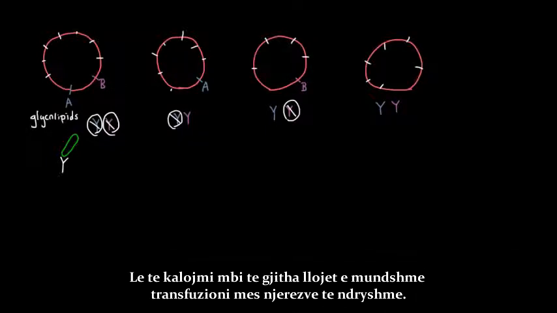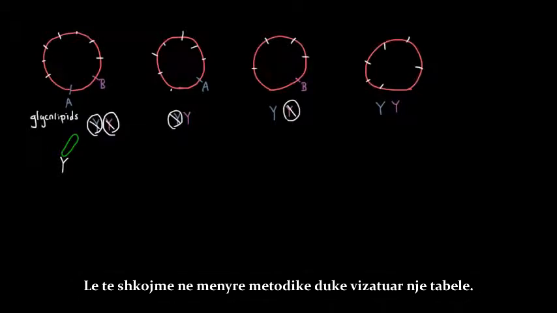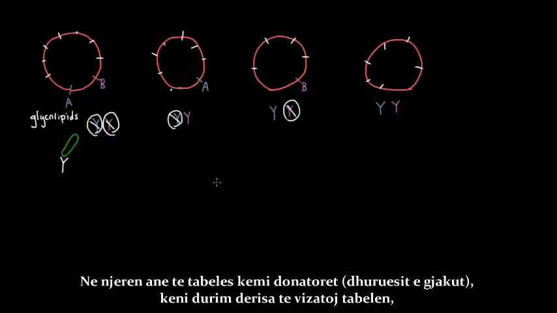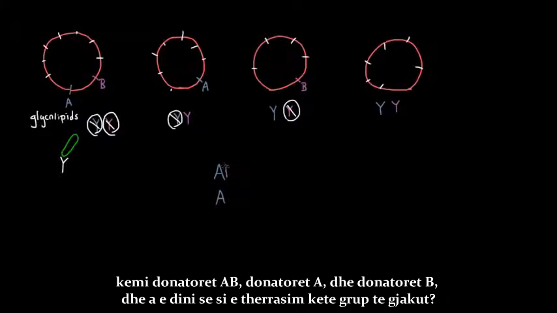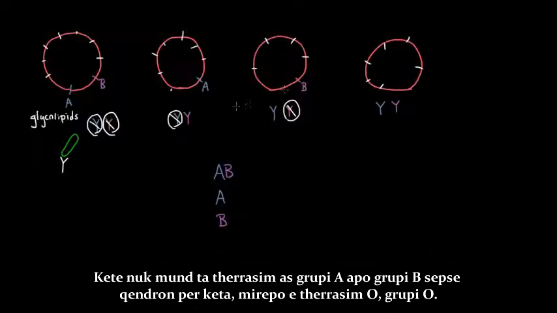So let's go through all the different possible transfusions between these different kinds of people. Let's go through them methodically by drawing a table. On one side of the table we'll have the donors. Bear with me as I draw this table out. We'll have AB donor, A donor, type B donor. And do you know what we call this kind of blood? We can't call it type B or type A because that's these guys. So we actually call this O, type O.